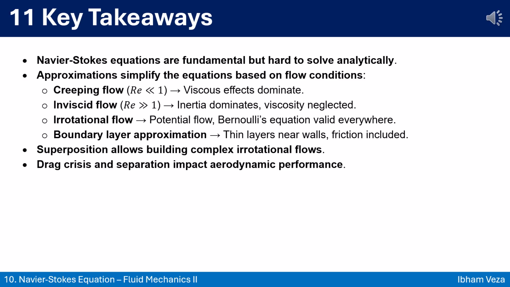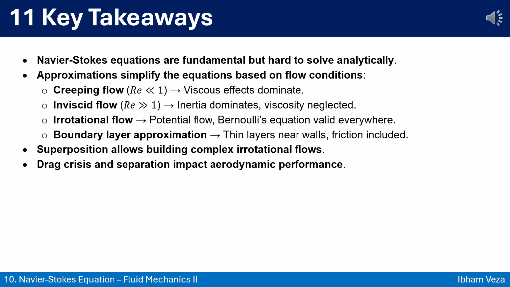If viscosity rules, as in creeping flow at low Reynolds number, we ignore inertia. If inertia dominates, as in inviscid flow at high Reynolds number, we ignore viscosity. When vorticity is negligible, we use irrotational flow and unlock potential flow theory. Near walls in high-speed flows, the boundary layer approximation takes over, isolating the thin region where viscosity matters most.